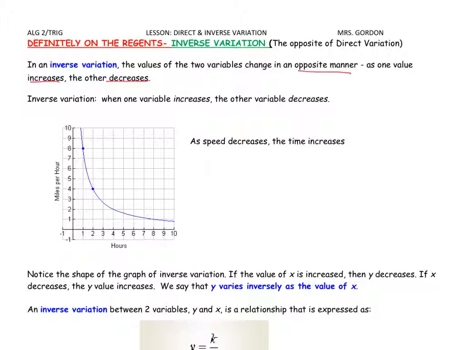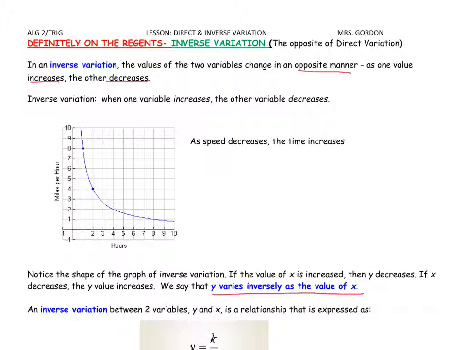So as speed decreases, the time increases. That's an example of inverse variation. Notice the shape of the graph of inverse variation. If the value of x is increased, then y is decreased. If x decreases, the value of y increases. We say that y varies inversely as the value of x.